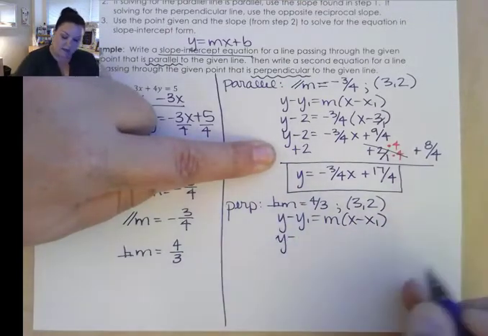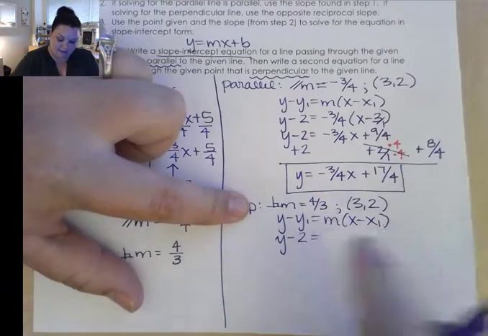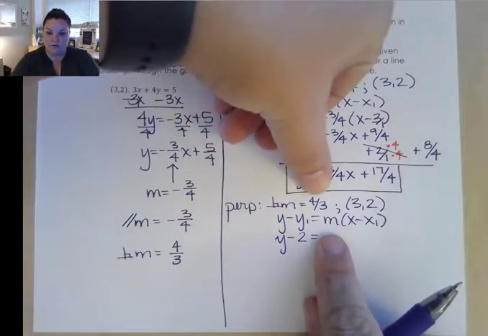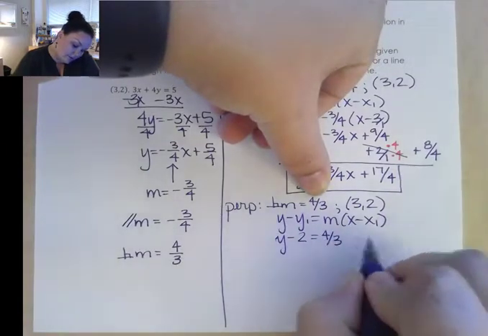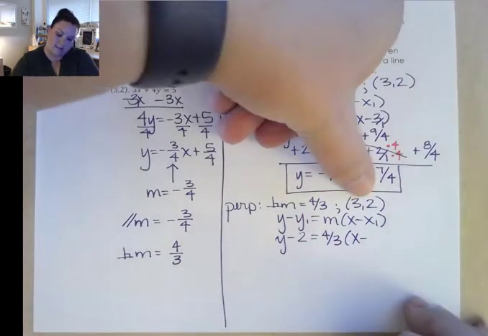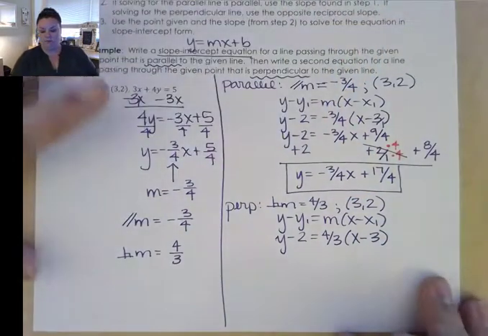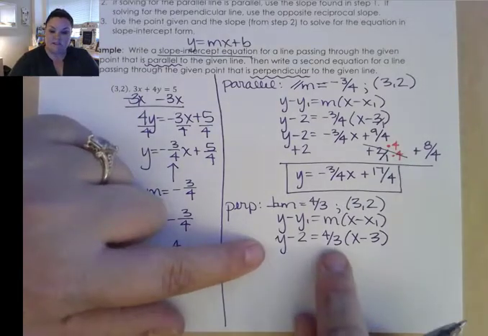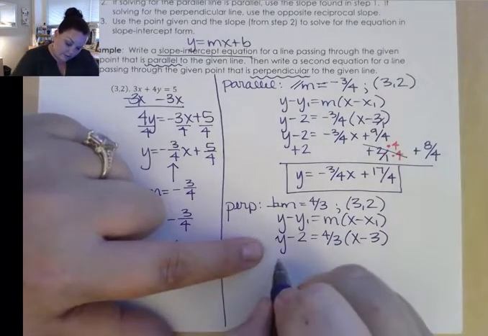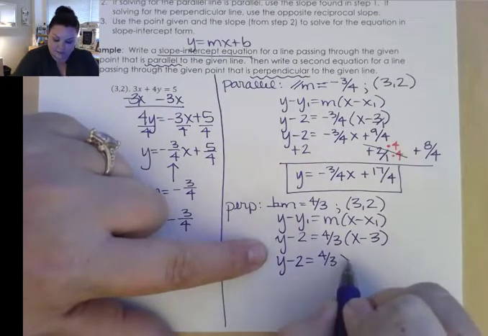So I do y minus the y of my point, which is 2. And that's equal to my slope, which I know in this case, because it's perpendicular, is a positive 4/3 times x minus the x of this point, which is 3. Okay. All right. So now I just need to distribute my 4/3. So I have y minus 2 is equal to 4/3 x.